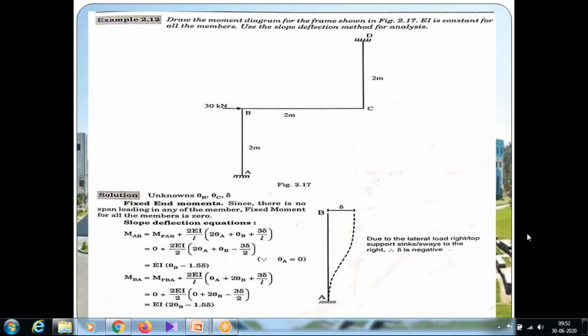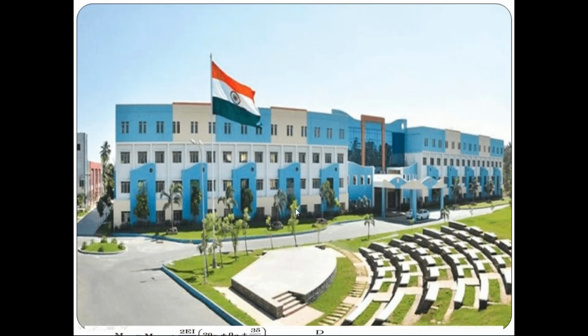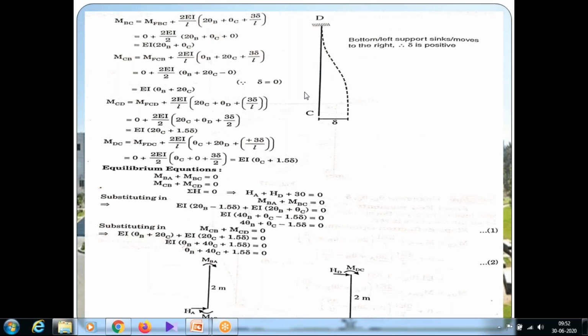This conference will now be recorded. So after calculating for the first span AB, next we can calculate for the second span BC.